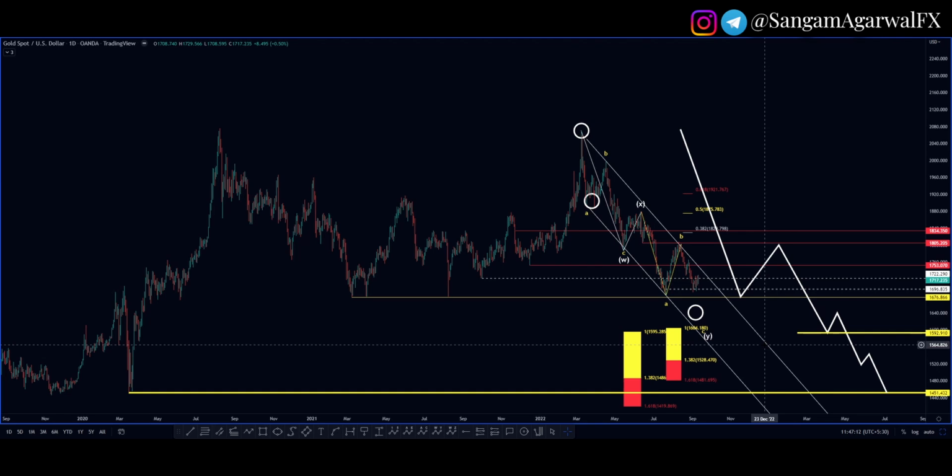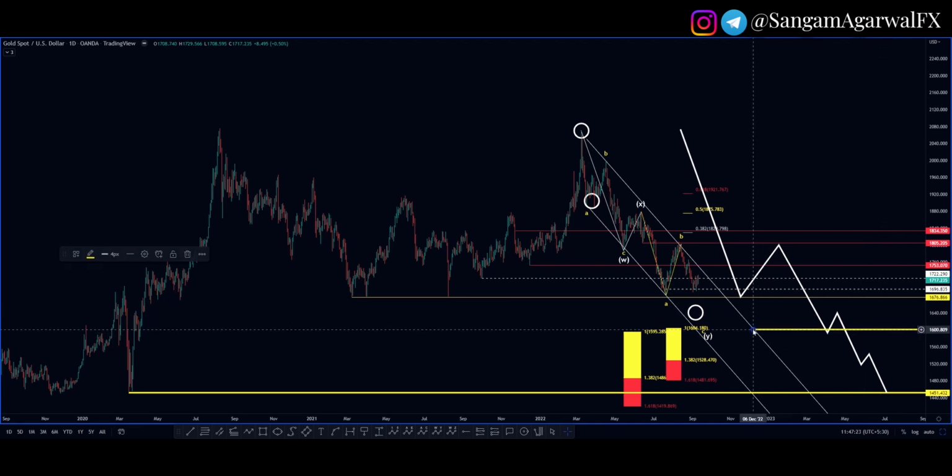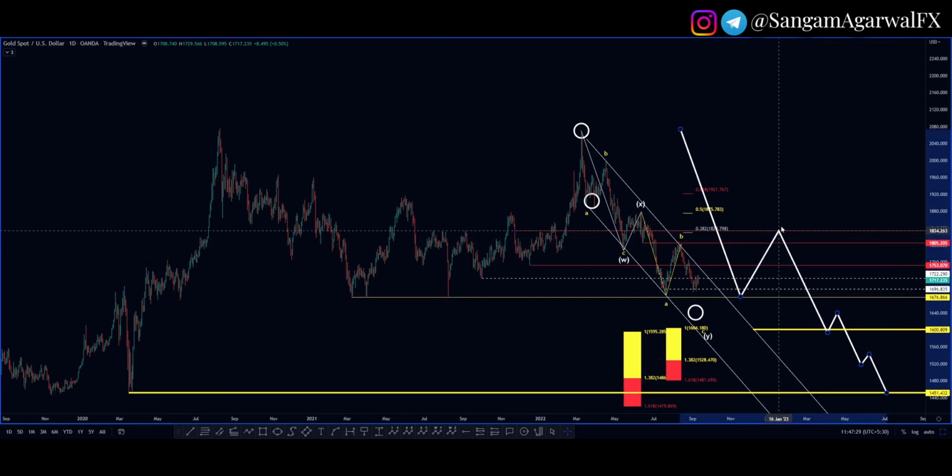So these are the targets on daily time frame. First 1676, then 1600 level, then 1451. And if you have your buying entry at 1800 or above that level, then you have to manage your risk for both supports.